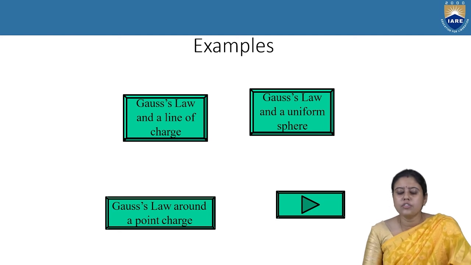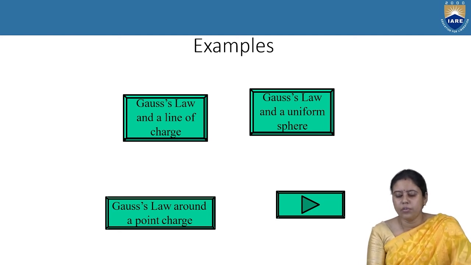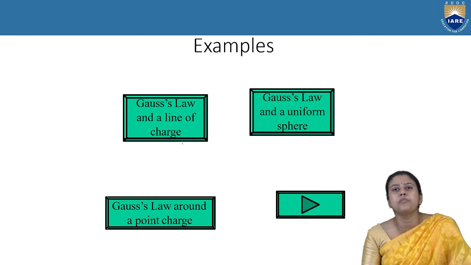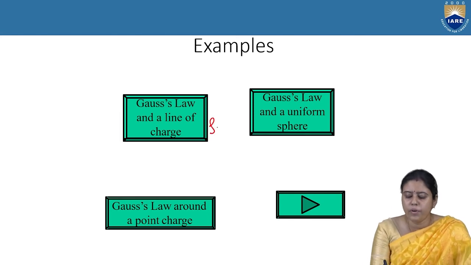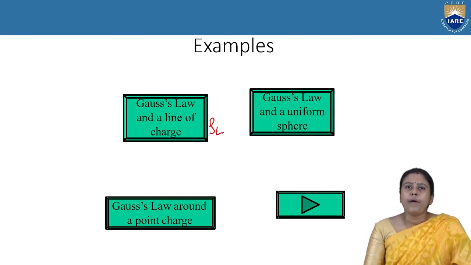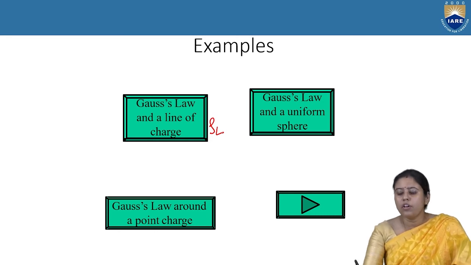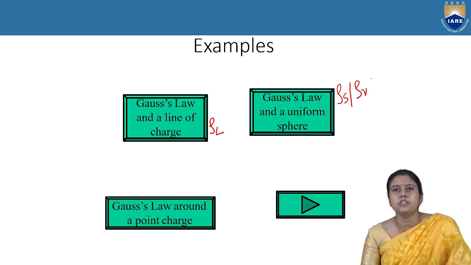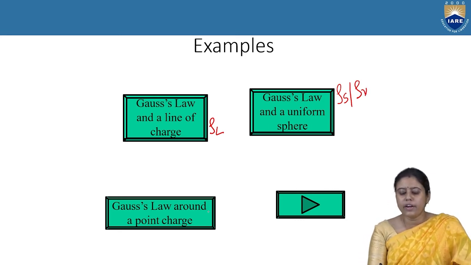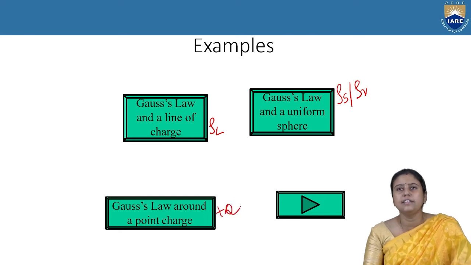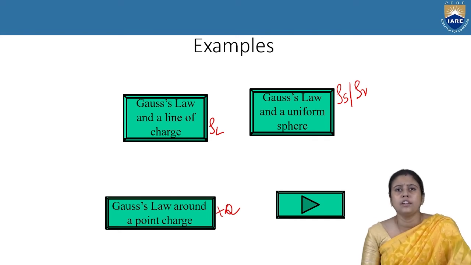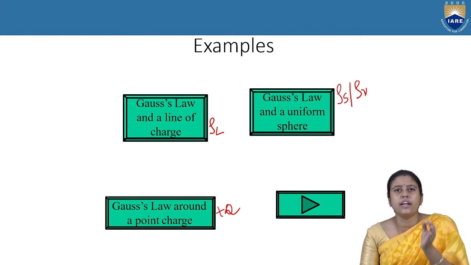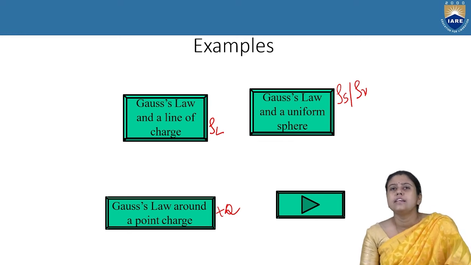Next, from the Gauss law we can calculate for a line of charge. If we know the line charge density, that is rho L, we can calculate the value of the intensity. We can also use it for rho S and rho V in the case of a sphere. We can also apply Gauss law for a point charge Q. So we can use the Gauss law for any type of charge, whether it is a point charge, a line charge, or a surface charge.